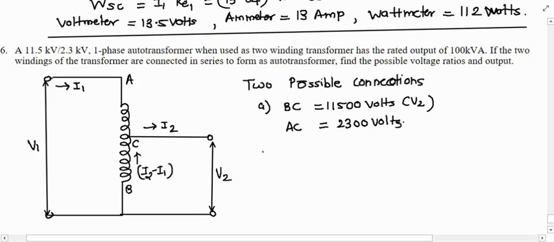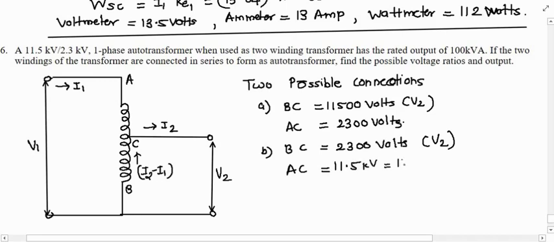And the second possible connection may be your BC equal to 2300 volts, which is equal to V2, and AC will be equal to 11.5 kilovolt, which is equal to 11,500 volts. Okay. So now what is given in the problem?